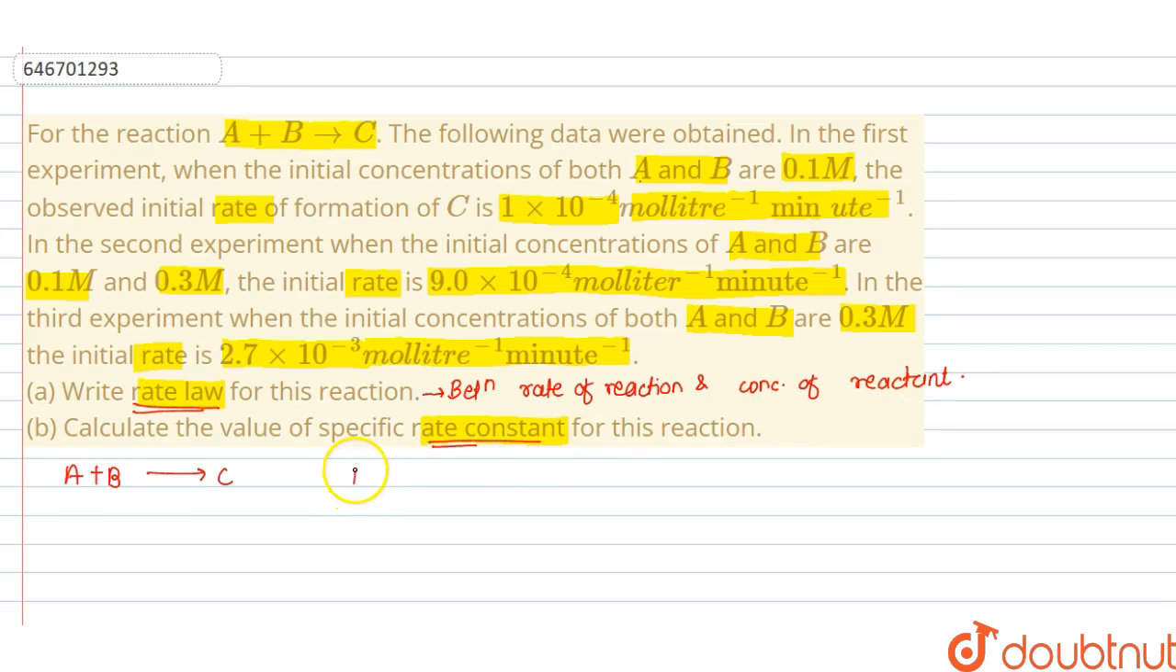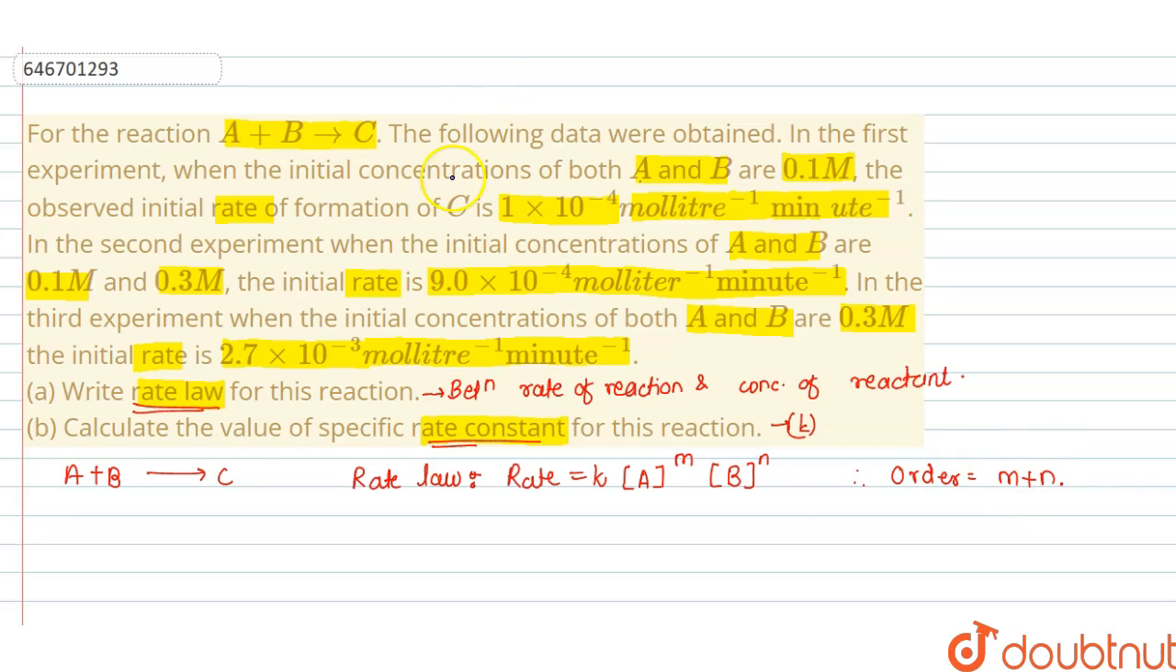So for any reaction, rate law is: rate equal to K into, now here reactants are A and B, so concentration of reactant A raised to power m, concentration of reactant B raised to power n. Here K is your rate constant. Now m is the order of reaction with respect to A and n is the order of reaction with respect to B. Therefore, the total order of reaction is m plus n.